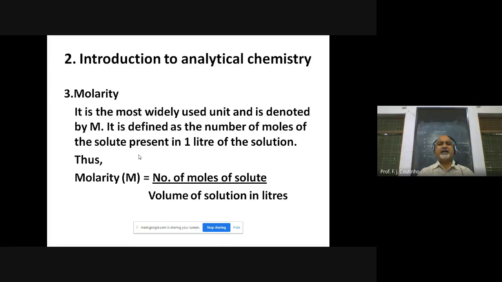Thus, how is the molarity? Molarity is denoted by capital what? Capital M. So, molarity is equal to number of moles of solute, solute meaning the salt, upon volume of solution in liters. Solution means solute plus solvent. So here, volume of solution in liters. When I say solution, it means solute plus solvent. So this is the formula for molarity.